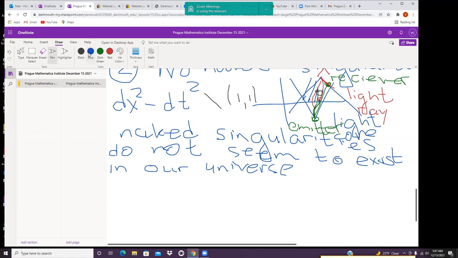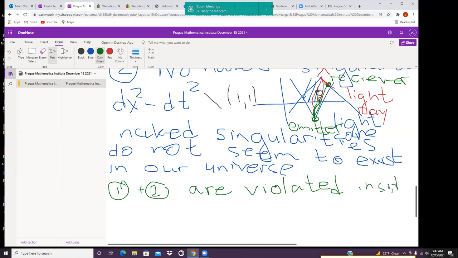Well, I have to explain the following strange thing, that both 1 and 2 are violated inside of black holes. So it is possible to make an experiment where you will see both 1 and 2 violated. You just have to go into the inside of the black hole. But the problem is that if you go inside of the black hole, you cannot get out. That's the whole idea of the black hole. So you will be able to observe it happening, but you would not be able to tell me how it looks.